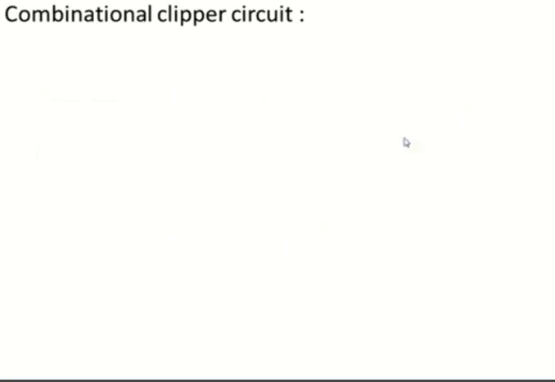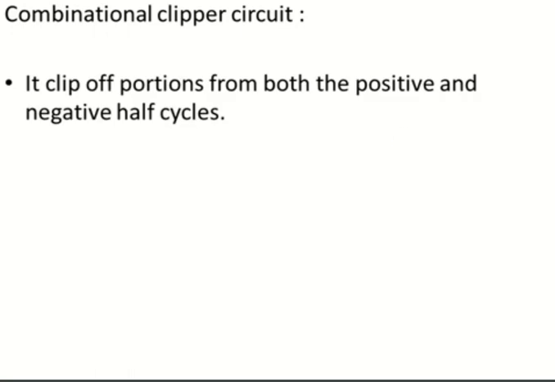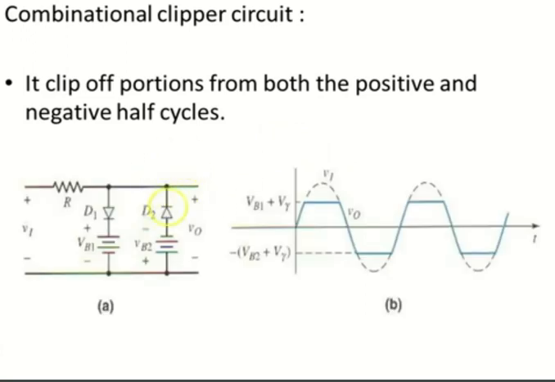The third classification is the combinational clipper circuit. A combinational clipper circuit is a combination of both positive and negative clippers. So it clips off portions from both the positive and the negative half cycles. The circuit contains a single resistor and two diodes, D1 and D2. Each one is used for clipping either the positive or the negative half cycle. And the resultant waveform is shown as the darkened line.